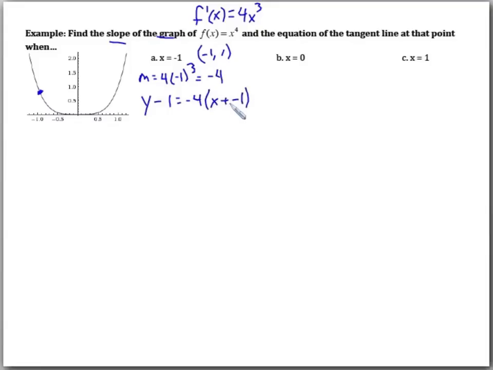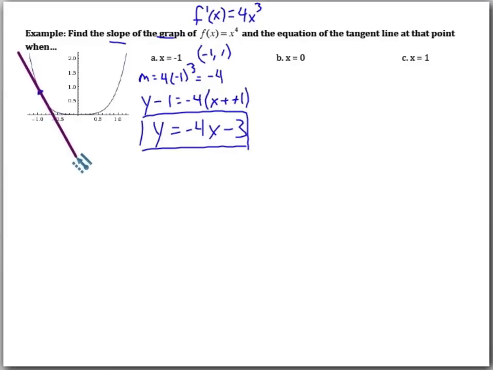So we can see the double negative would become positive. And our final equation here would be -4x. And then we add the 1 to the other side. -4 times 1 is -4. So we get -4x minus 3. So from that, we could make our tangent line right here.